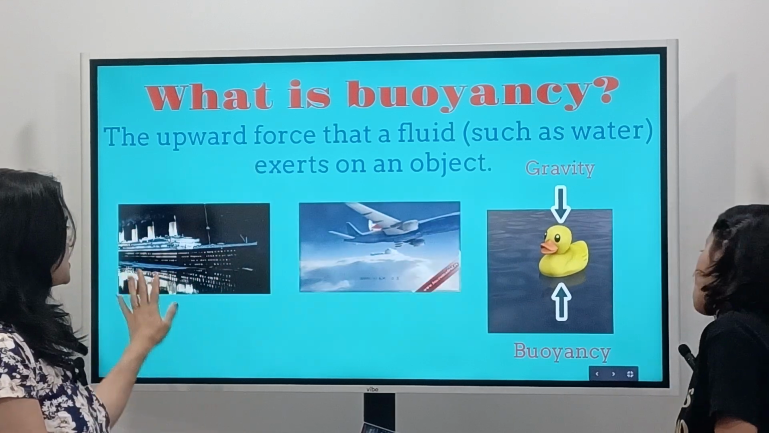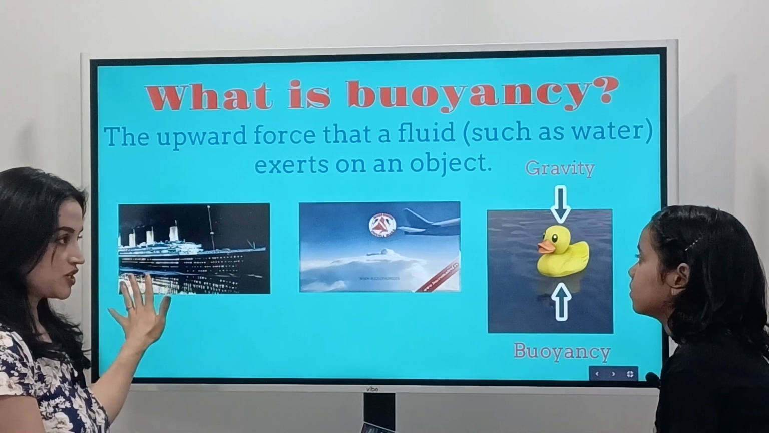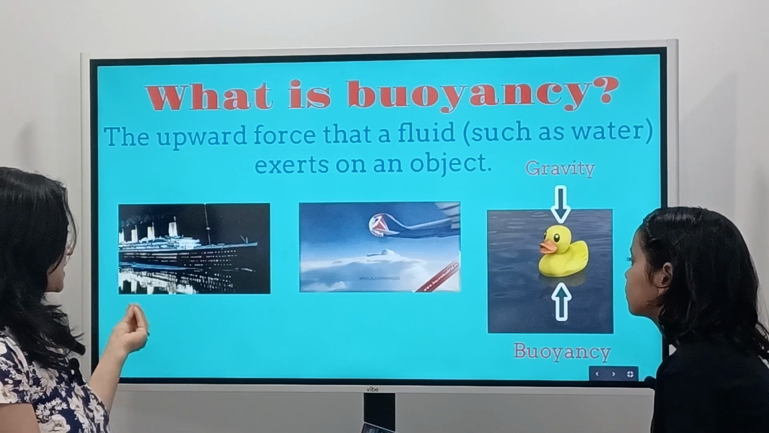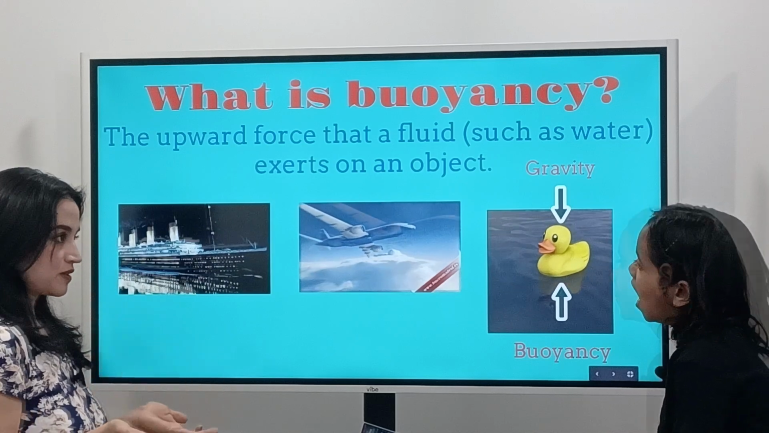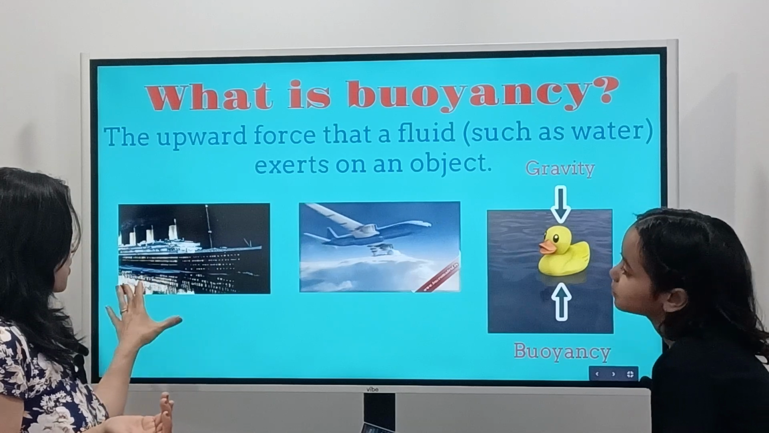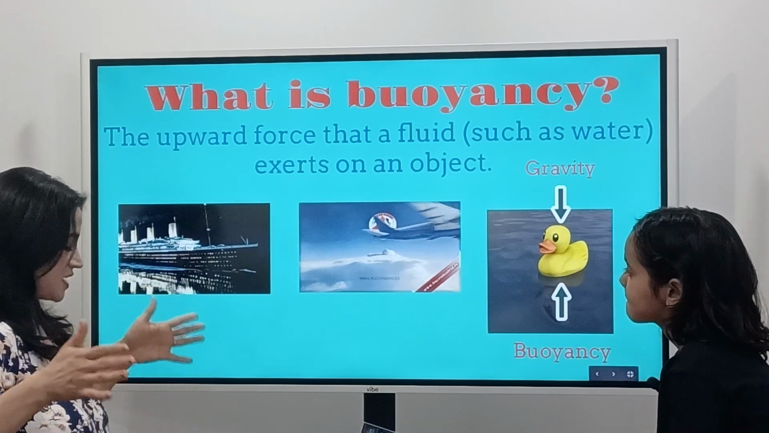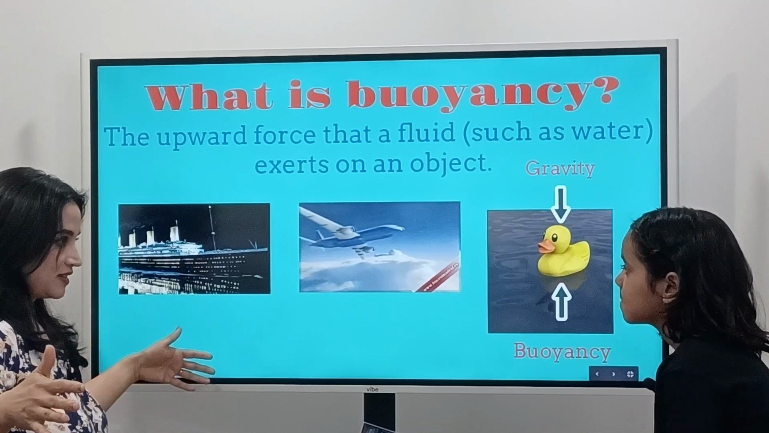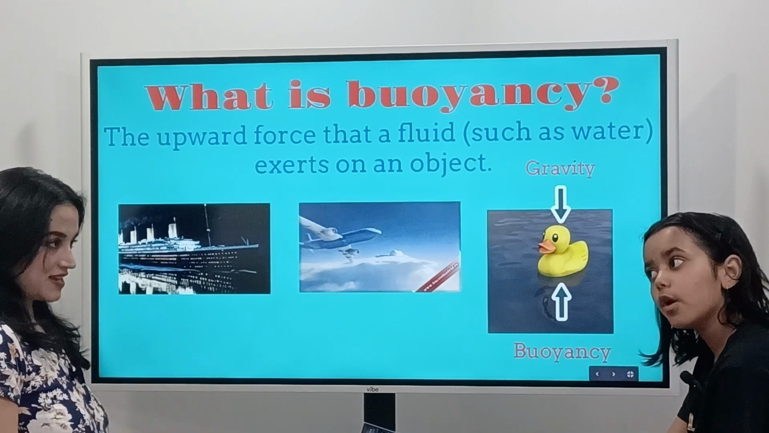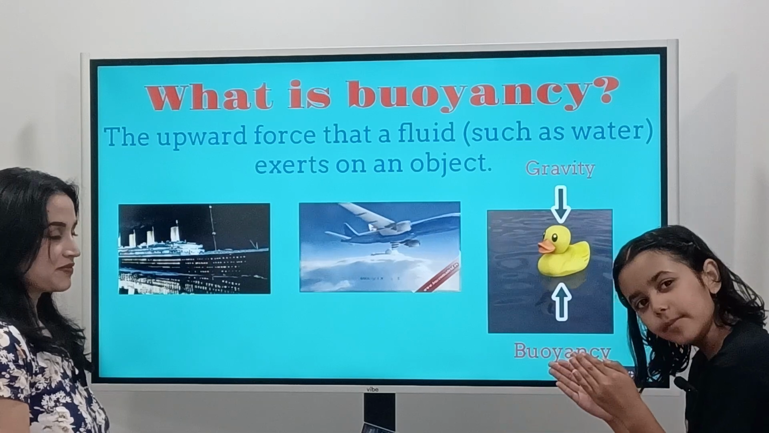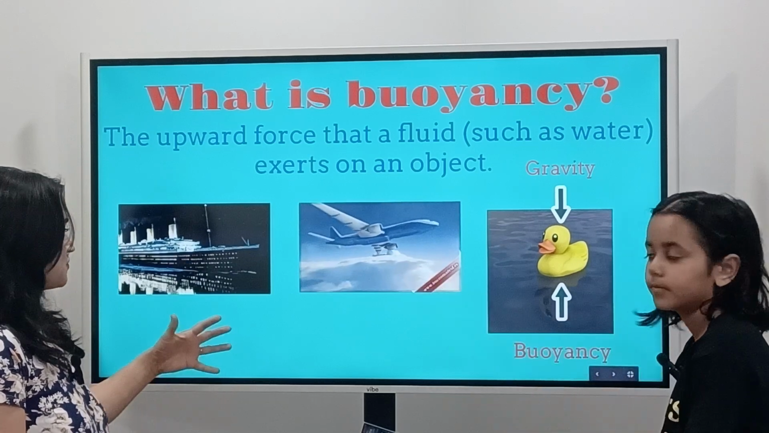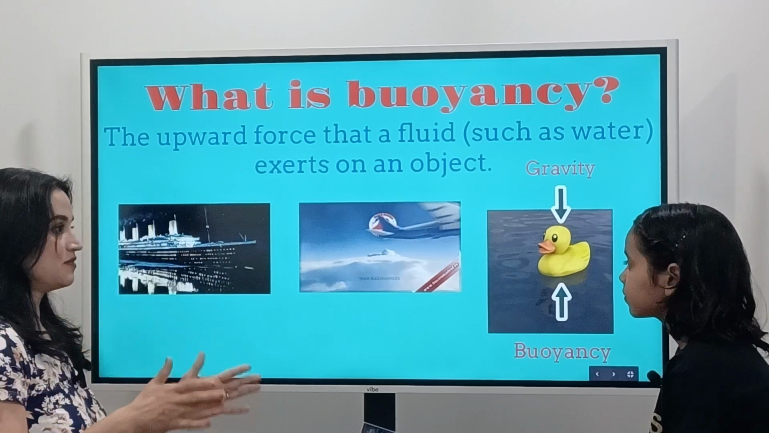So we see here a giant ship. What makes that ship float? Buoyancy, exactly. There's a picture that has a narrow boat, a bit wider boat, and then a very wide boat. So the buoyancy force is a lot, so it makes it float.